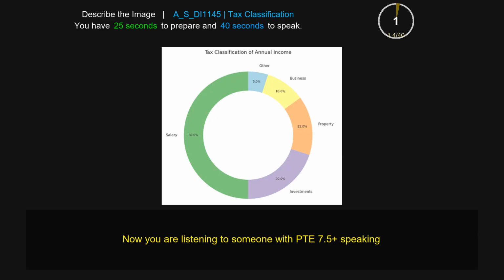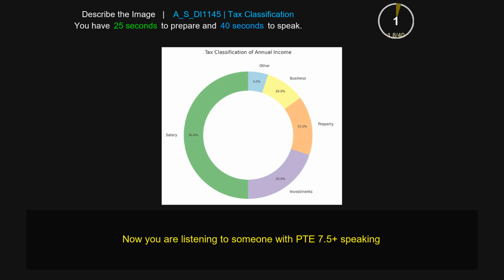The image provided is a pie graph that gives information about tax classification of annual income. In the image, there are different percentages of classifications, such as business, property, investments, and salary. From the image, the biggest percentage is 50%, which signifies salary. The smallest one is business, and the second biggest is investments with 20%. Overall, this image gives important information about the tax classification of annual income.